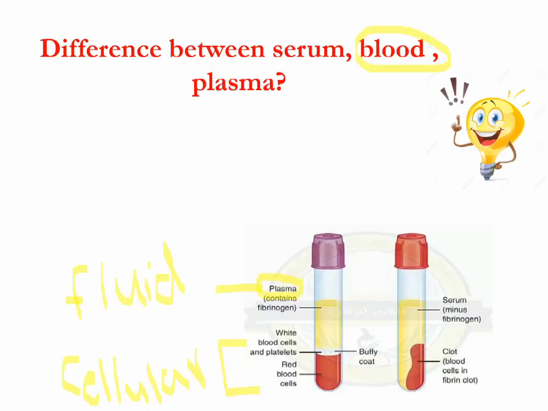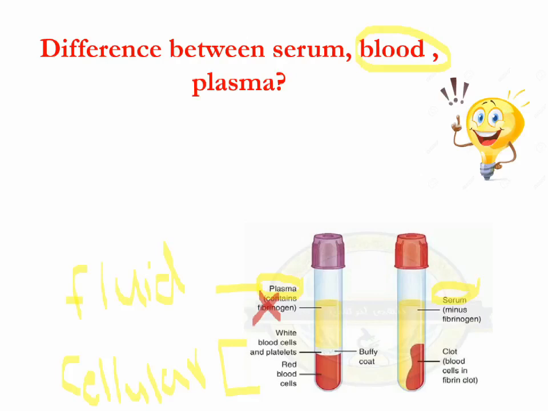So what is the difference between the plasma and the serum? Simply, if you have your plasma, which contains the clotting factors, and you remove the clotting factors or the fibrinogen, which is one of the clotting factors, you will obtain your serum. So your serum is the plasma minus fibrinogen, or minus the clotting factors. We call the serum the defibrinated plasma.